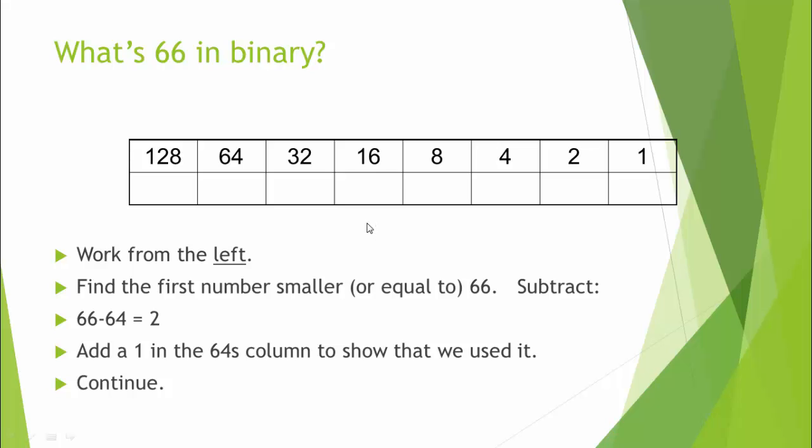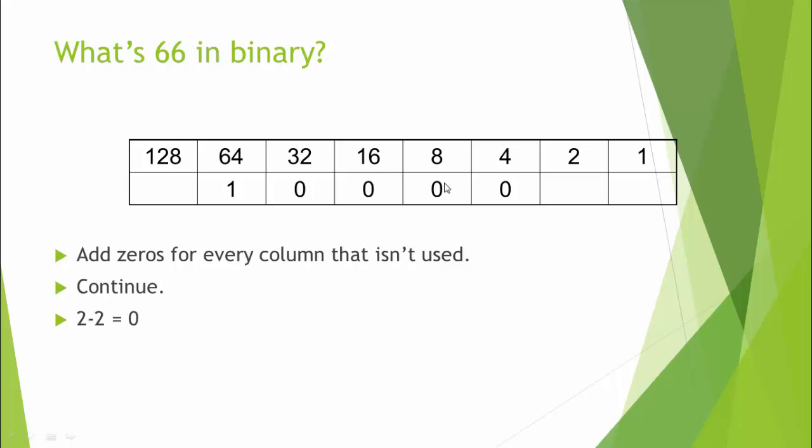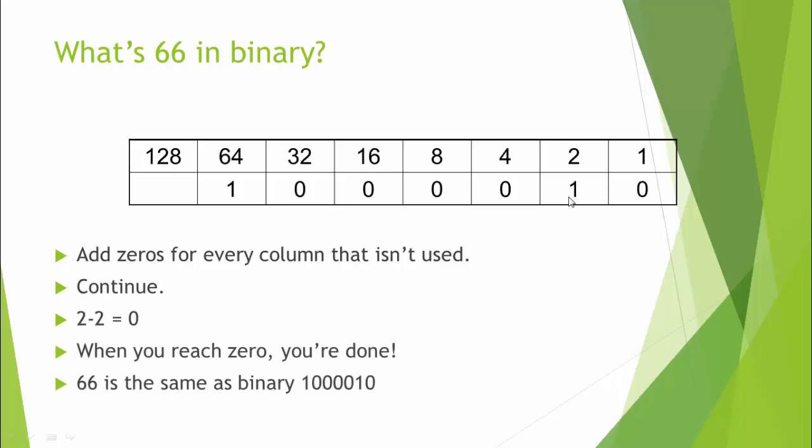So 66 in binary, again, we're going to work from the left-hand side. How many 128s do we need? Well, we don't need any. But when we get to 64, we are going to need one of these. So we put a 1 in. Then we subtract the 64 to find out how much we haven't taken care of yet. 66 minus 64 is 2. That means we don't need any 32s, we don't need any 16s, we don't need any 8s, we don't need any 4s. But when we get to the 2, we do need one of those. 2 minus 2 is 0. We're not going to need any 1s. And so we found our answer.